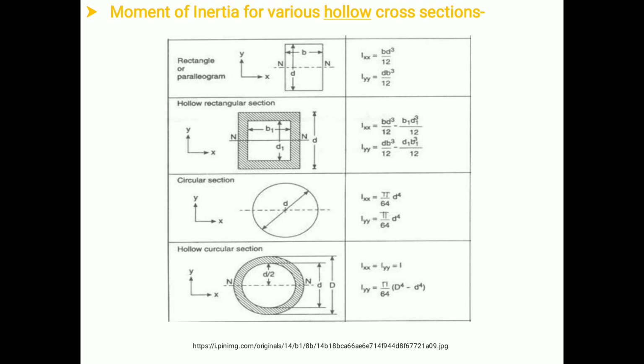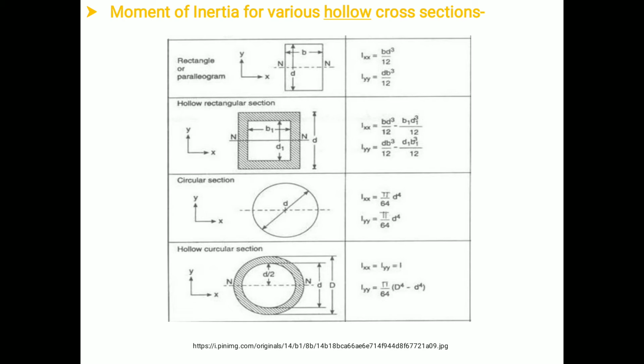Now we will concentrate on the moment of inertia for a hollow cross section. In the last slide we have discussed the moment of inertia for the rectangular section and for a circular section also. Now we will concentrate on the hollow rectangular section. The figure shows a hollow rectangular section which has an external width equal to capital B and external depth equal to D. In the same manner, it has internal width B1 and internal depth D1. This is the hollow rectangular section.